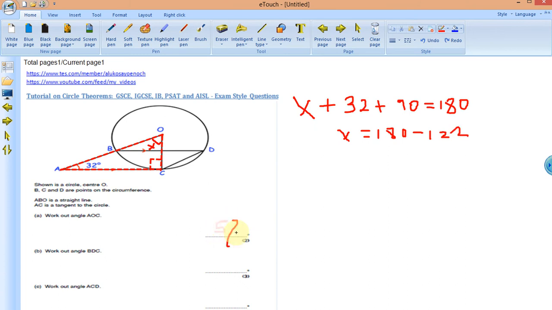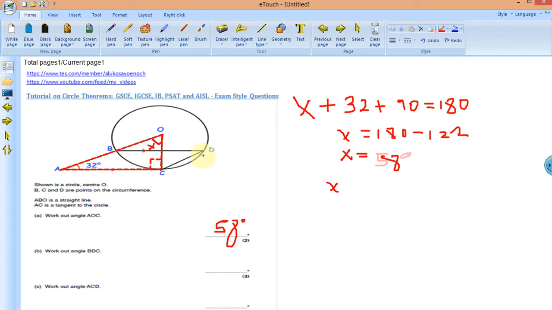So that is angle AOC, 58 degrees. Okay, so work out BDC.